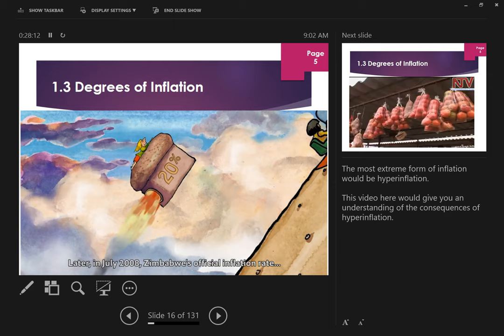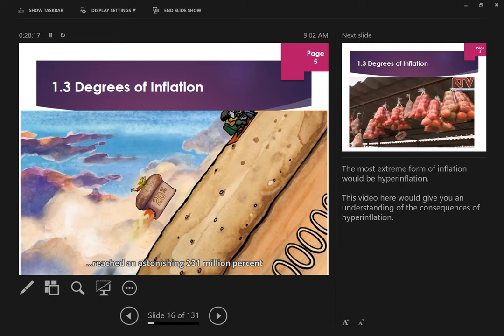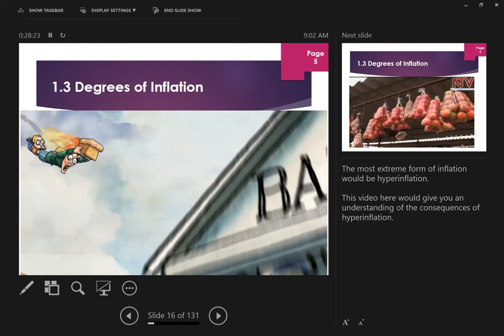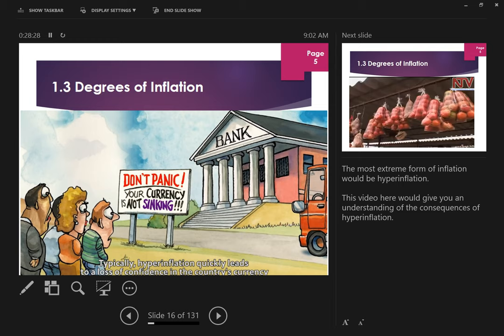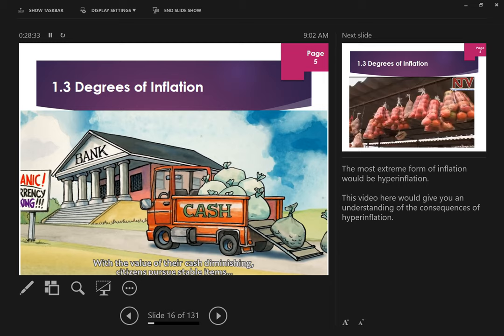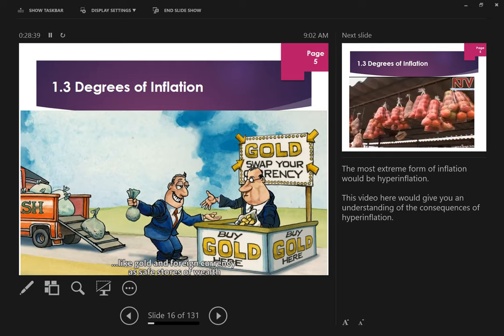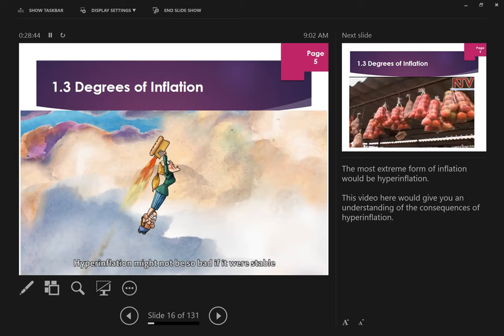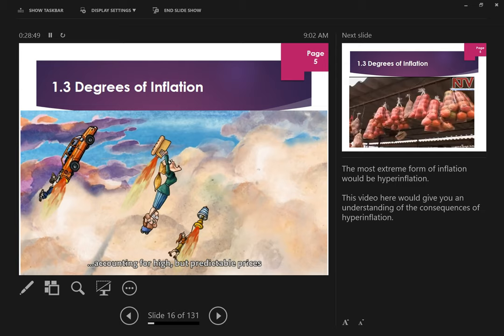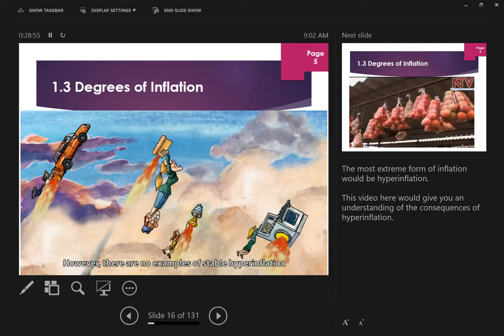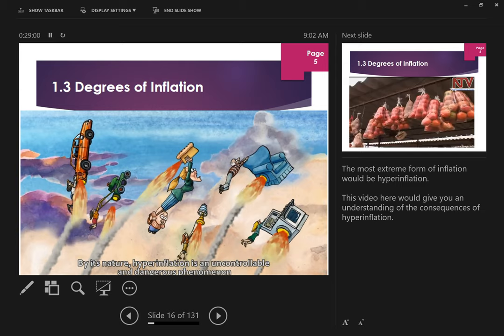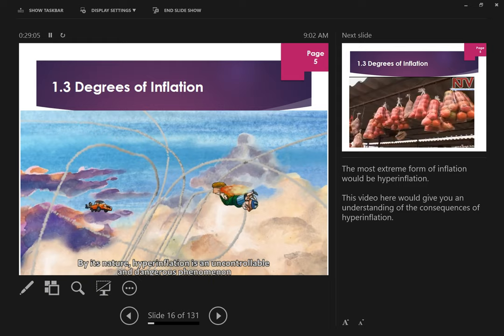Official inflation rate reached an astonishing 231 million%. Typically, hyperinflation quickly leads to a loss of confidence in the country's currency. With the value of their cash diminishing, citizens must use stable items like gold and foreign currency as safe stores of wealth. Hyperinflation might not be so bad if it was stable. People and businesses could plan for the future, accounting for high but predictable prices. However, there are no examples of stable hyperinflation. By its nature, hyperinflation is an uncontrollable and dangerous phenomenon.